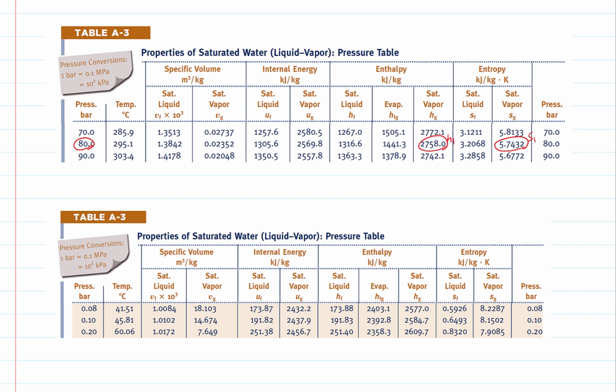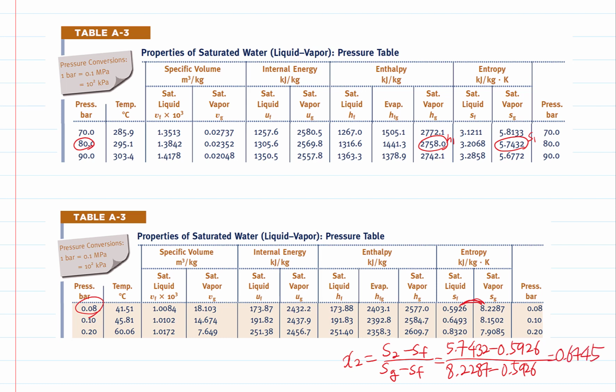So at state 2, pressure is 0.008 megapascal or 0.08 bar. So entropy 5.7432 is between these two numbers. So we can determine the quality at state 2. So quality 0.6745.